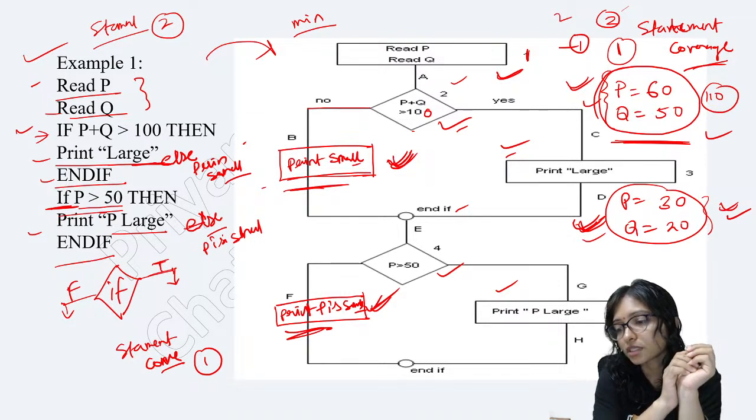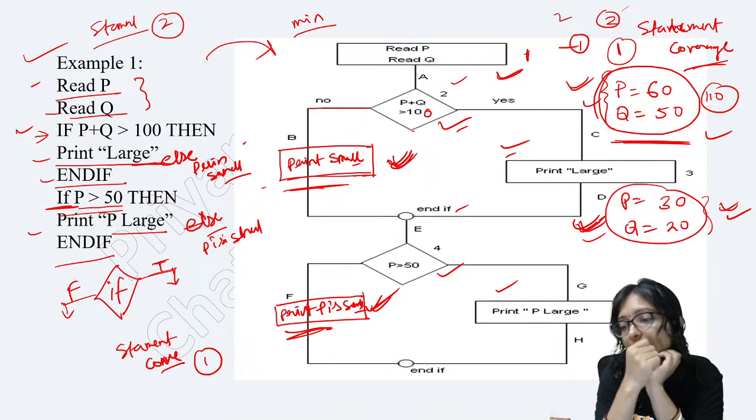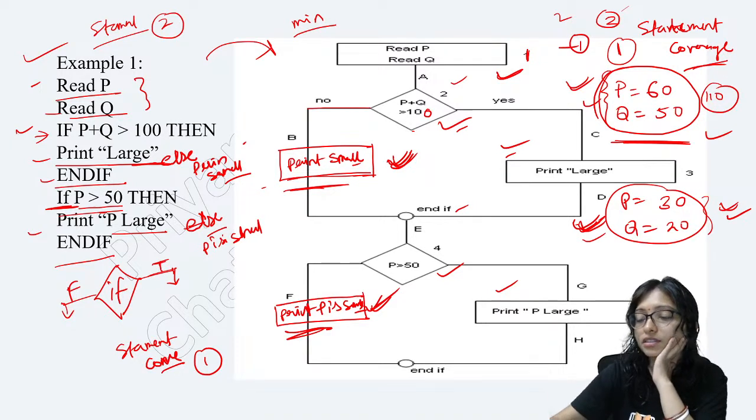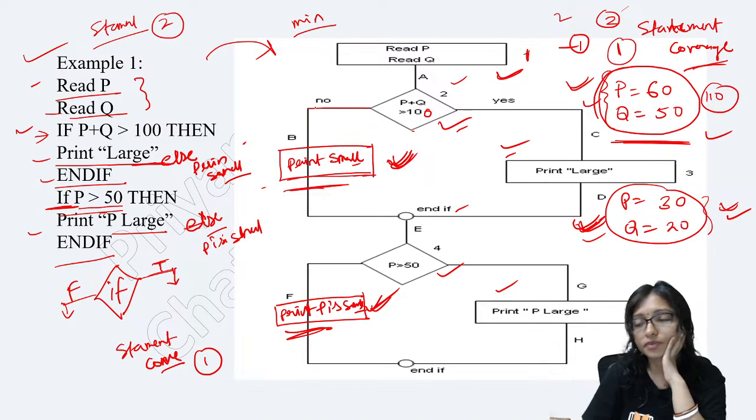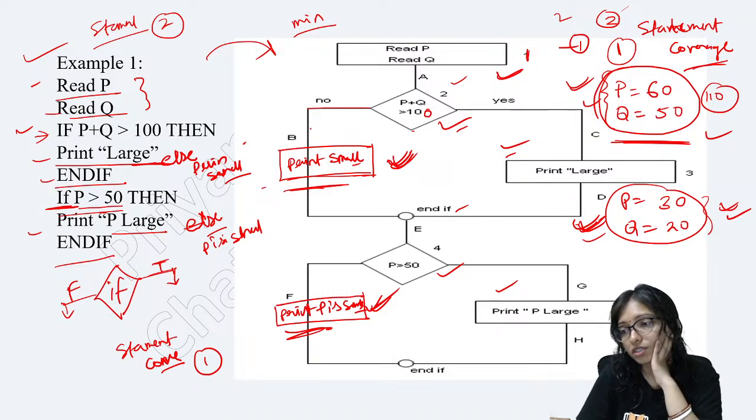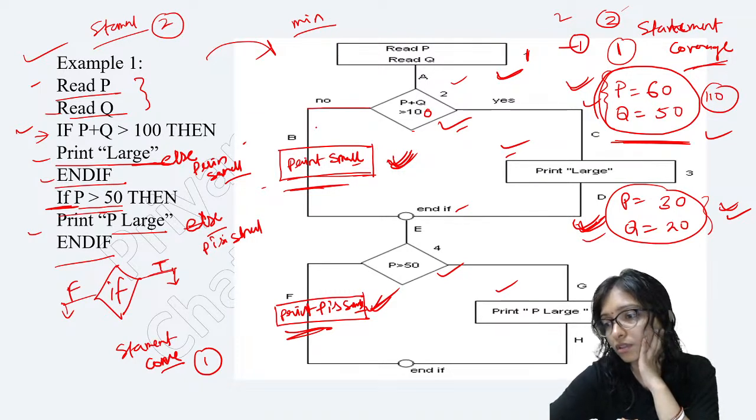Clear? Use red and another color pen also, ma'am. Acha. Okay, is it not visible? Clear now? Is this clear now?